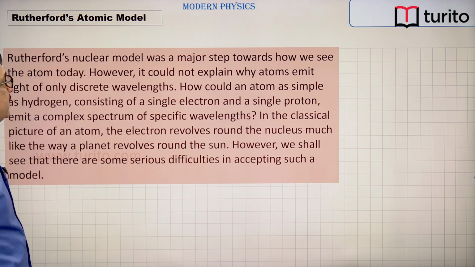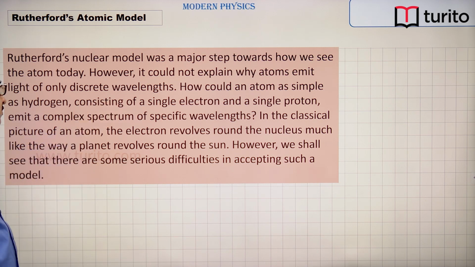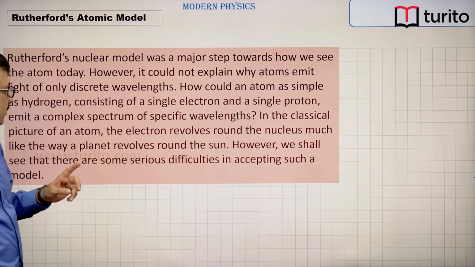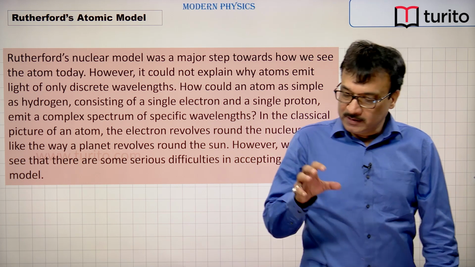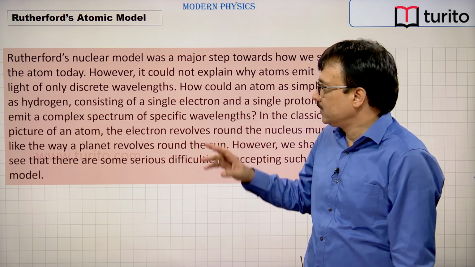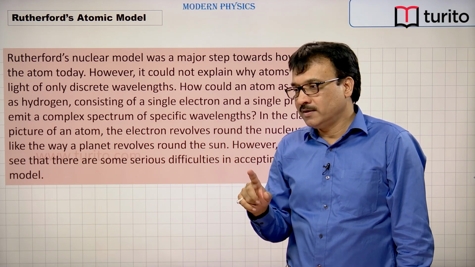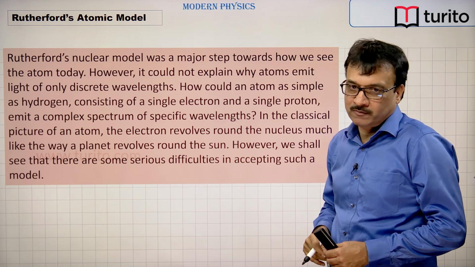So, Rutherford's nuclear model was a major step towards how we see the atom today. However, it could not explain why atoms emit light of only discrete wavelengths. How could an atom as simple as hydrogen, consisting of a single electron and a single proton, emit a complex spectrum of specific wavelengths? The classical picture of an atom: the electron revolves around the nucleus much like the way a planet revolves around the sun. However, we shall see that there are some serious difficulties in accepting such a model. The structure of the atom, which is defined on the basis of Rutherford's model, we still accept today. The things which this model could not explain are a different issue, but the structure of atom proposed by Rutherford's atomic model we still accept.